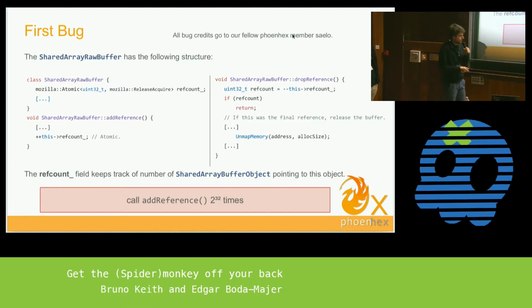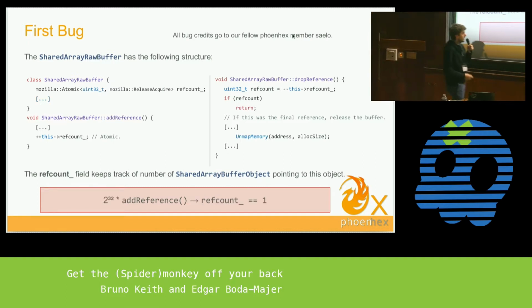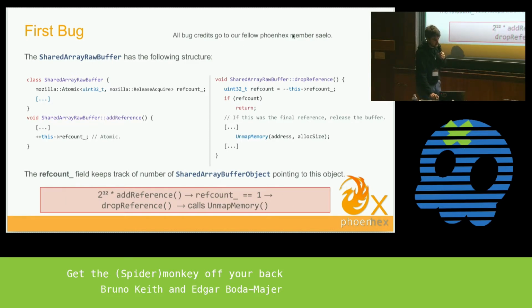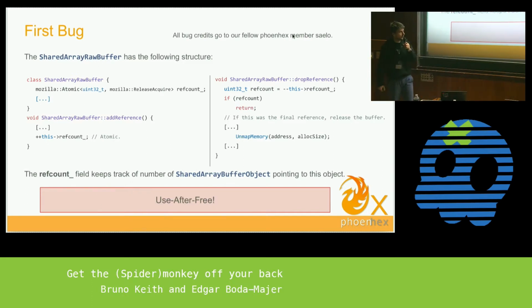So if we call add reference 2 to the power 32 times, the ref count afterwards will be equal to 1. But we actually have a whole bunch of references to the memory. And now if we manage to call drop reference on just one of the shared array raw buffers, it will decrement the ref count, and because the ref count is 1, it will become 0. So it will go in here and unmap the memory. And the memory gets unmapped, and we still hold the references to the memory. So it's basically a use after free at that point. So we can allocate new objects and manipulate them.